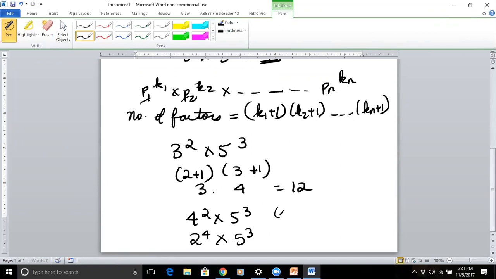So you're going to take the power, which is 4, add 1 to it. You're going to take this power, which is 3, add 1 to it. So 4 plus 1 is 5, 3 plus 1 is 4. So 5 into 4 gives you 20. So the total of 20 factors for the number 4 square into 5 cube. Okay, so the most important application of prime factorization is it gives you information about the total number of factors, and you can figure this out all by looking at the powers, as long as you make sure that the bases are prime.